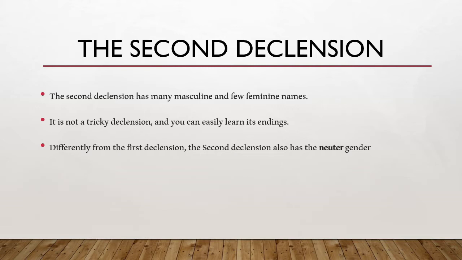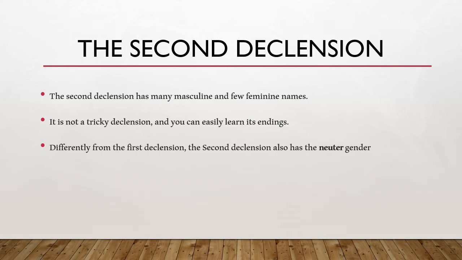So the first thing about the second declension is that it mostly has masculine names and not many feminine names. So this is the opposite, for example, of the first declension. This is not a tricky declension, and it is kind of easy to learn the endings. Also because, as we will see, there are many correspondences between some endings of the first declension and some endings of the second declension.